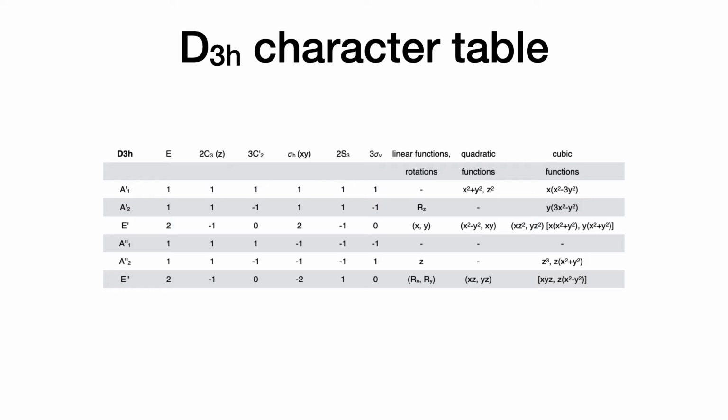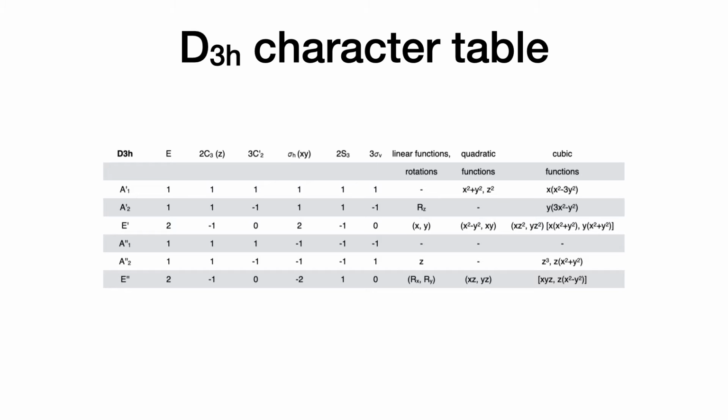You can see there the characters for each of the symmetries and then the irreducible representations, which are noted A1', A2', E', A1'', A2'', E''. The last three columns always come in handy because they explain how the functions change. The linear, quadratic, and cubic functions change for the different representations. We are going to make use of the linear function as well as the quadratic function later in this presentation.